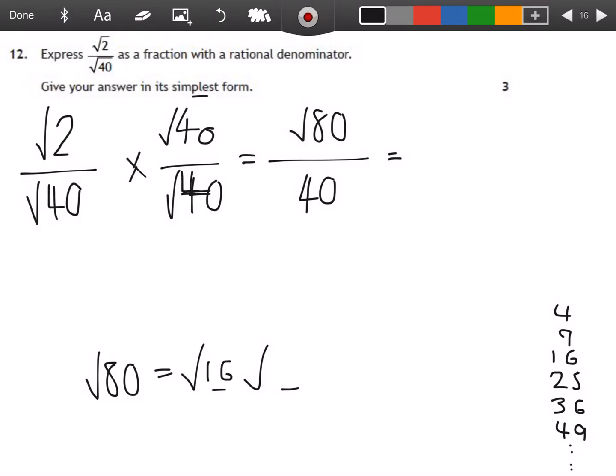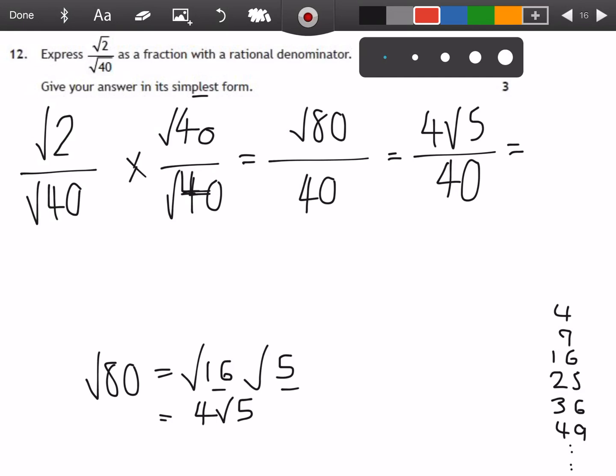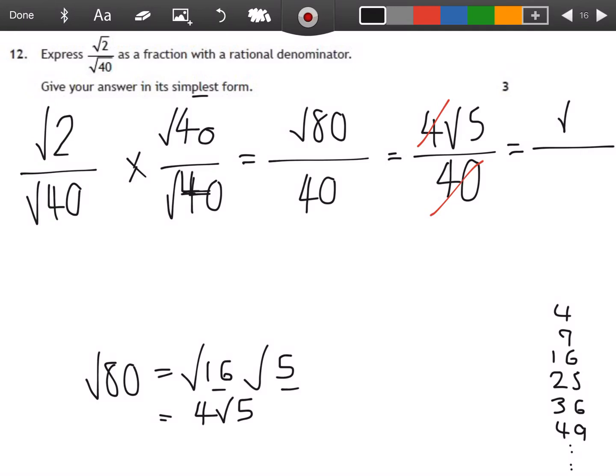How many 16s make 80? 16 times 5 makes 80. So, root 16 is actually 4. So, root 80 is 4 root 5. So, at the top here, I'm going to write 4 root 5. At the bottom, it's still 40. Now, we can do a wee bit of simplifying. Divide the 40 and the 4, divide both by 4. If I divide them both by 4, it'll give me just a 1 root 5 at the top and a 10 at the bottom. And that's the answer.